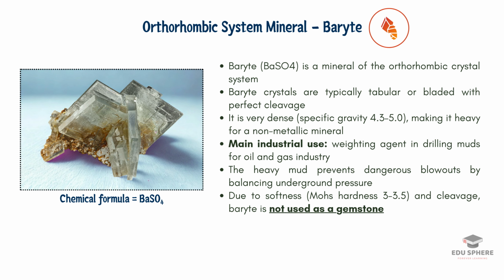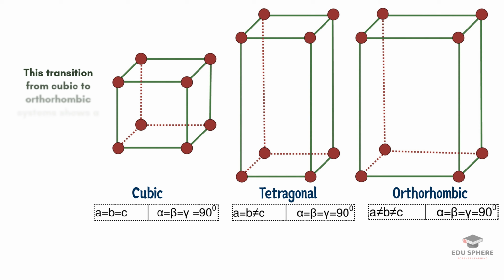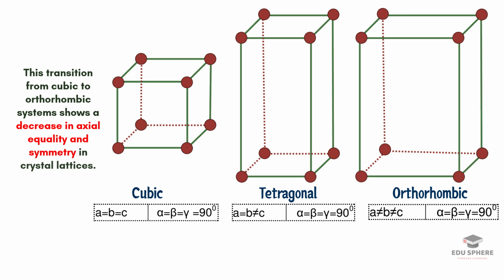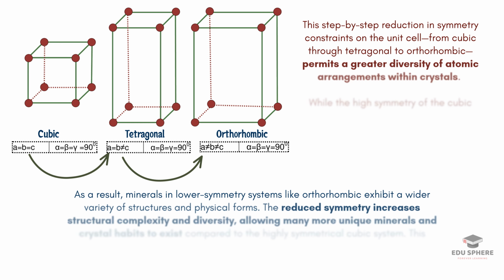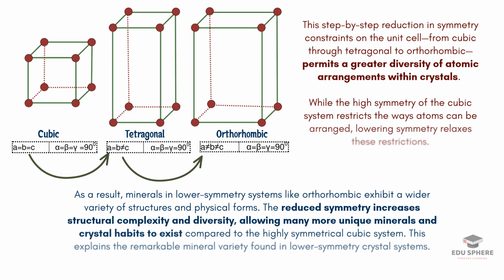What we are seeing as we move through the systems is a progressive loss of equality. We started with the cubic system, where all 3 axes were equal. In the tetragonal system, only 2 were equal. Now, in the orthorhombic system, none of them are equal. This step-by-step reduction in the constraints placed on the unit cell allows for a wider variety of atomic arrangements, but it also reduces the overall symmetry of the crystal. Each step down in symmetry opens up new possibilities for mineral structures, which is why we see so many different minerals in these lower symmetry systems.